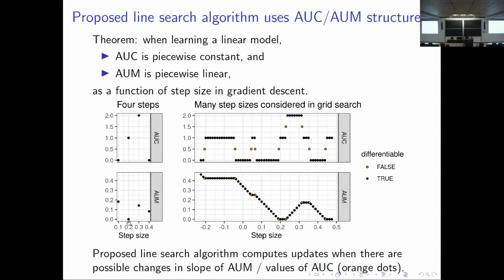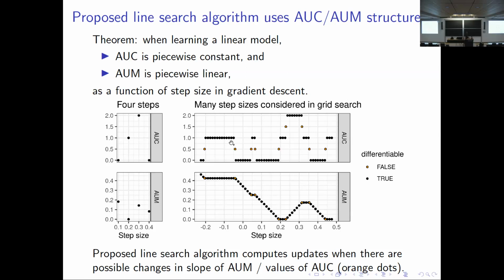But it turns out if you take a look at what the line search looks like with this objective function, and you look at a lot more values, you see this piecewise linear structure. In this plot, instead of evaluating just 4 values of step size, I evaluate maybe 20 or 30 different values. And you can see very clearly that the AUC is a piecewise constant function of the step size, and the AUM is a piecewise linear function of the step size. What that means is that there are breakpoints where you have changes in slope of the AUM and changes of values of the AUC.